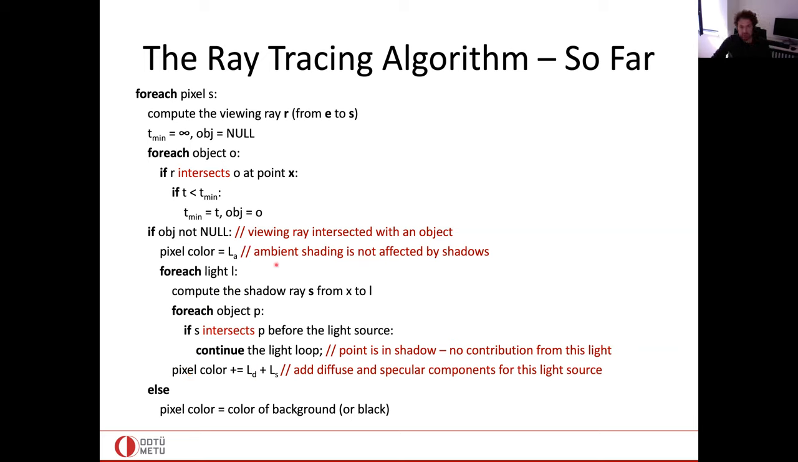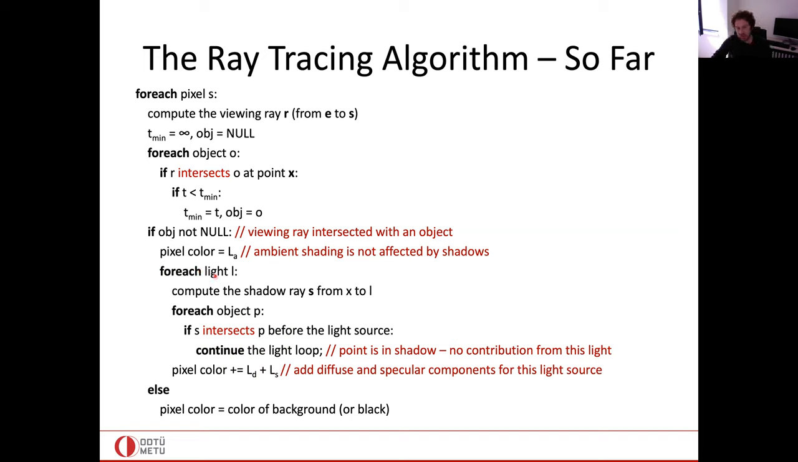But here, since I am also considering shadow, I will do this additional loop: compute the shadow ray from the current X to L, the current light. If the shadow ray intersects an object before the light source, then continue the light loop. So don't add the upcoming diffuse and specular terms, because those terms need light and apparently I can't get any light. Continue means just come back and do it for the next light.